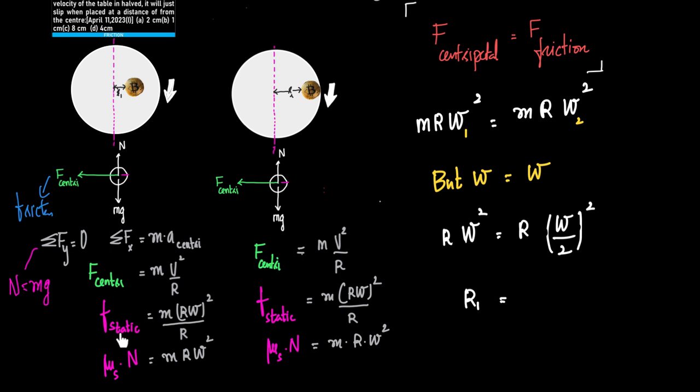And now we have F static replacing F centripetal. So what is F static? F static is equal to mu s into N. And what is N? N is equal to mg. So we have mu s into N is equal to m into v square by r. What is v? v is r omega. What is v square? r omega the whole square. So what we get is mu s into N is equal to m into r omega square.